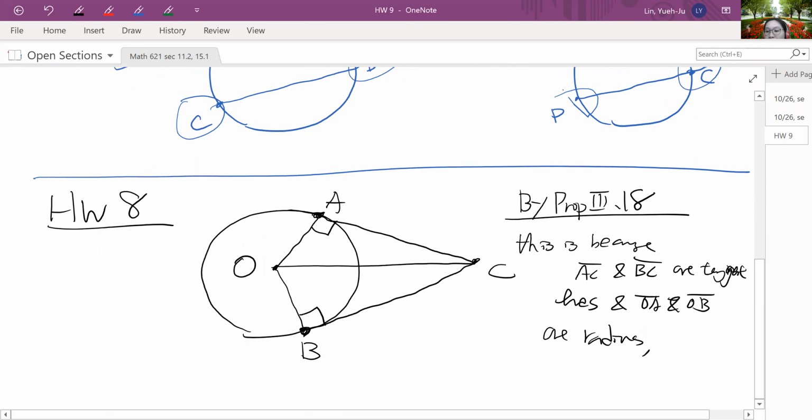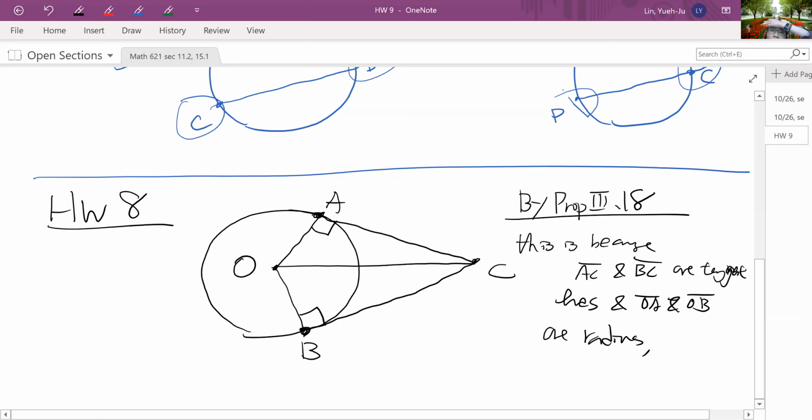Okay, so you need to be careful that we didn't really construct this triangle to be a right triangle. We didn't pick it out to be a right triangle. It's essentially already given there, right? So once you know AC and BC are tangent lines and OA and OB are radii, then by proposition 3.18, we know that a radius should be perpendicular to the tangent line.